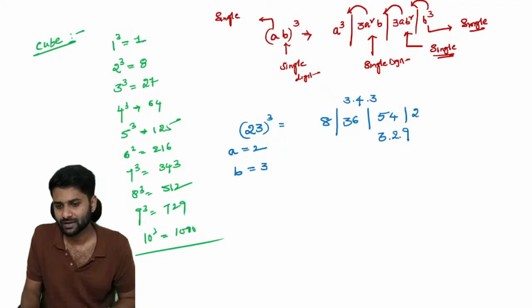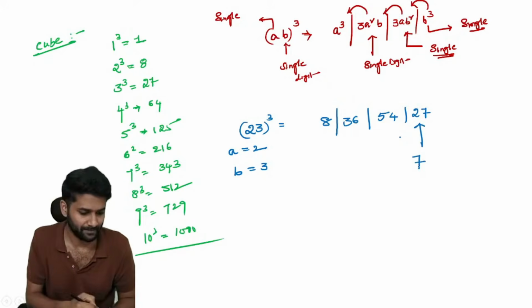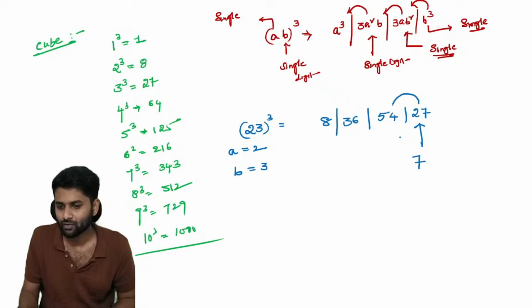3 cube is 27. While considering the final resultant, I told you to consider only one digit. It's a 7. And we should carry over the remaining number. It's 2 carried over here. 54 plus 2 is 56. I told you write down the single digit number and remaining should be carried over. It's 5 carried over now. Now 36 plus 5 is 41. Take 1 here and remaining should be carried over.